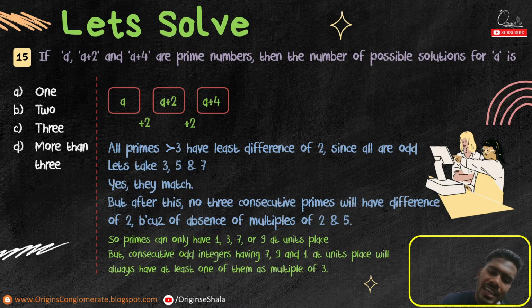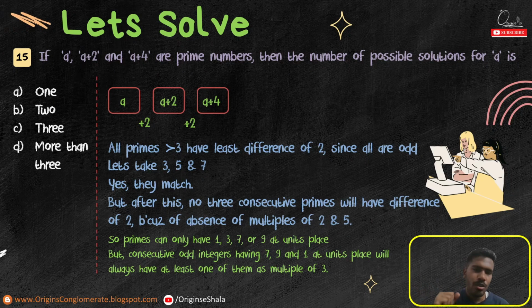But now if you try any consecutive integers with 7, 9 and 1 at units place, because these are the only ones which are having consecutive difference of 2, you will find that always at least one of them will be a multiple of 3. Always. That's a fact. And you can even mark it as a note that after this point, there will always be a multiple of 3 there.